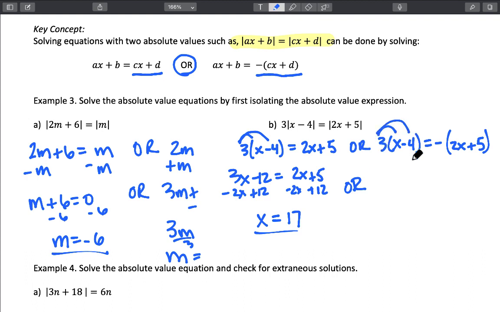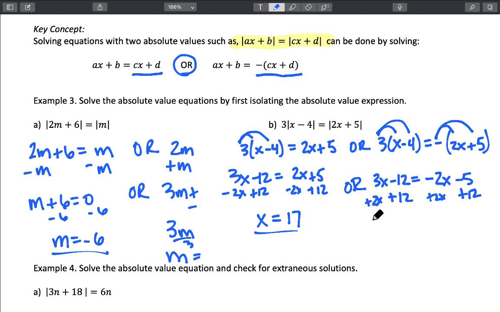Again, we're going to distribute the 3 into the parentheses. That gives us 3x minus 12. And over on the right side of the equal sign, we have to distribute this negative to both the 2x and the positive 5, which will leave us with negative 2x minus 5. Alright, now solving, we will add the 12 over and simultaneously add the 2x over.